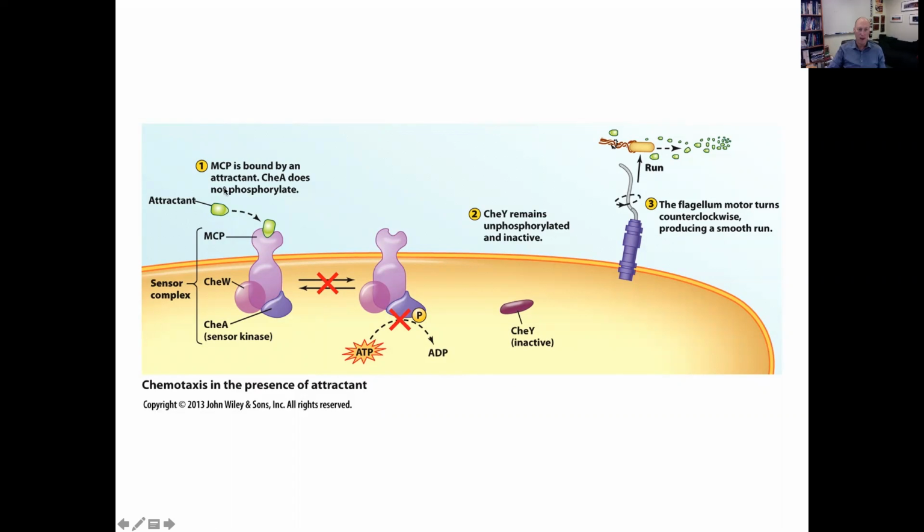Well, if MCP is bound by an attractant, then MCP does not stimulate CheA to phosphorylate. So there's less of the phosphorylated version, which means there's less of the phosphorylated CheY, which means that the flagellar motor keeps turning counterclockwise and keeps running. Basically, the attractant binding keeps CheA from phosphorylating CheY, and so there's no CheY phosphate to tell the cell to tumble.